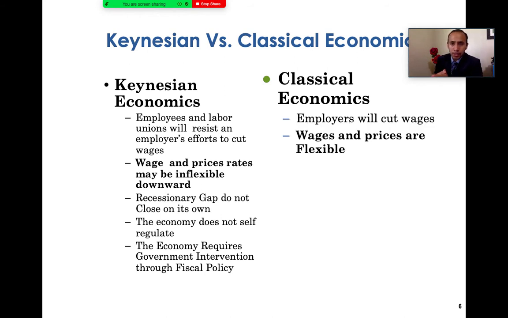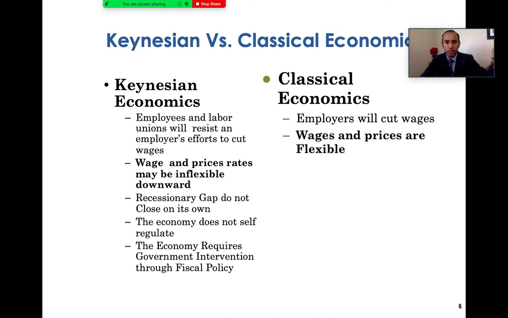The classicals specifically stated that if we have a crisis, employers can cut wages and adjust labor through the wage adjustment process. Wages and prices are fully flexible and will adjust to the market. Well, it was actually tested during the crisis. If you think about it today, prices didn't really drop for a lot of different things.